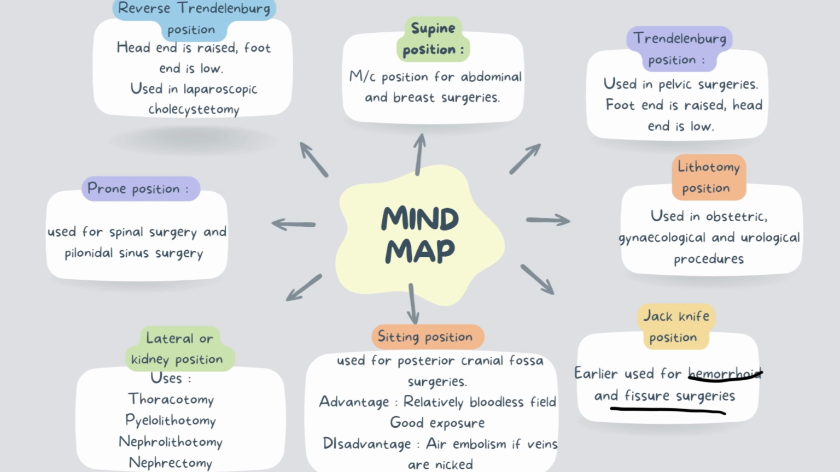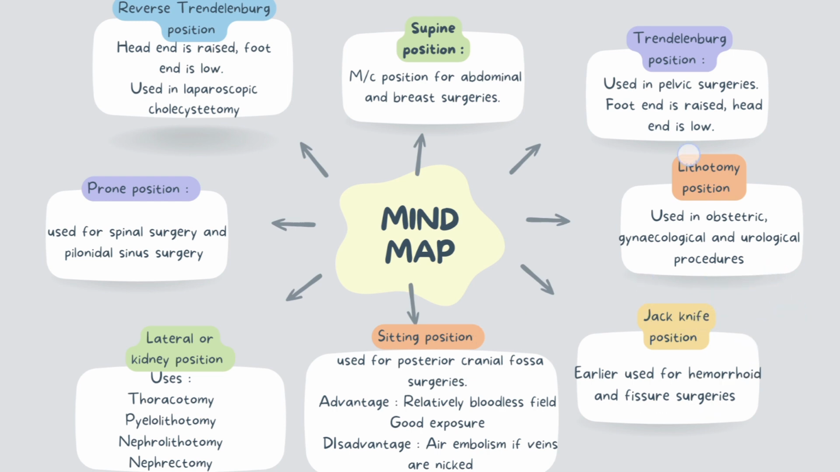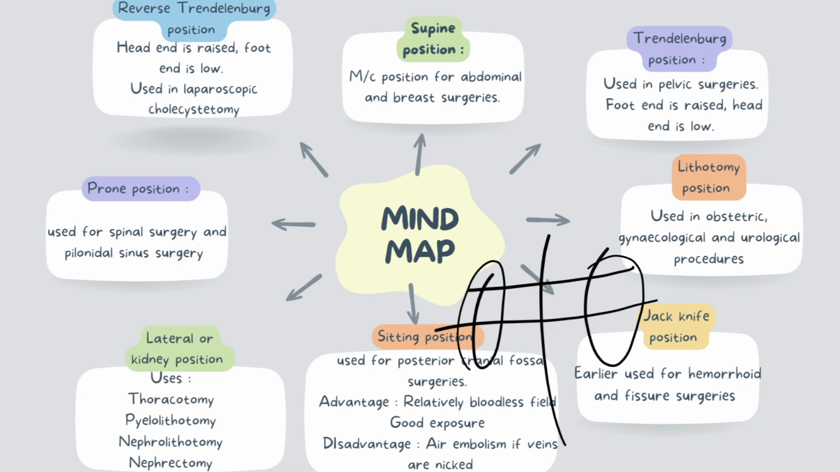Next is the sitting position or the Fowler's position. So the Fowler's position I showed you in the picture earlier. In this position, the person is just sitting like that and then the head is raised, so there is a risk of air embolism, and for that you have to ligate the veins beforehand so that the veins do not get nicked and there is no air embolism. So if the vein is like this, we ligate the vein like this and then cut it so that there is no chance of air embolism.